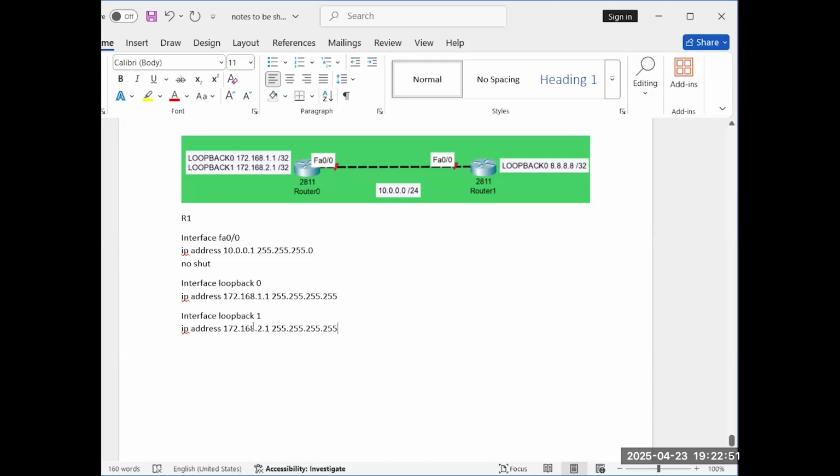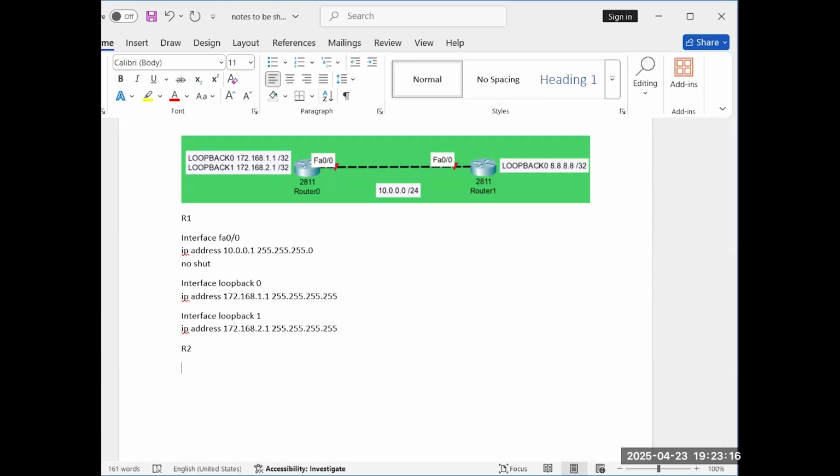So this means this is the only active IP address in this range. That means we are making the subnet mask 255.255.255.255, which means this is the only alive IP in this range. Okay, we are done with the R1 router.